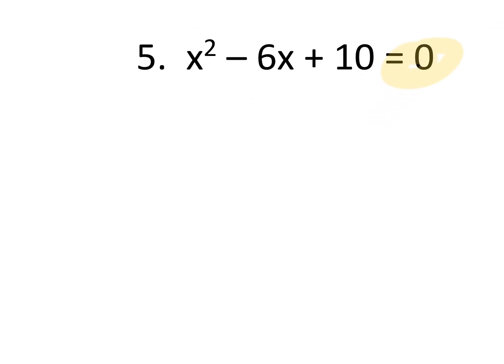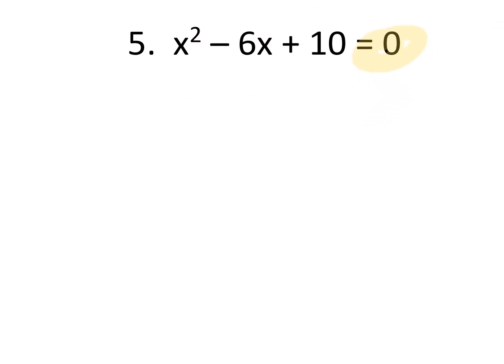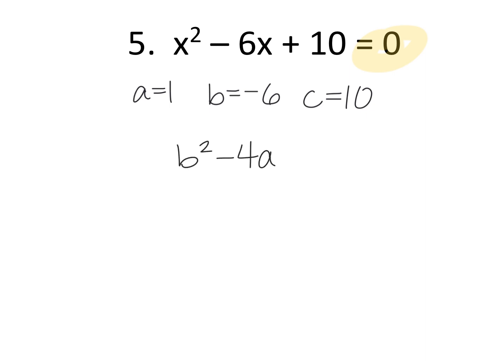On number 5, what is A? 1. B is -6. Remember that sign matters. And C? 10. So we are just doing the part under the root that you've seen me do in green, or highlight in green. B squared minus 4AC is the only part I want because I'm trying to figure out what number would be under the root and how that's going to affect the number of solutions.